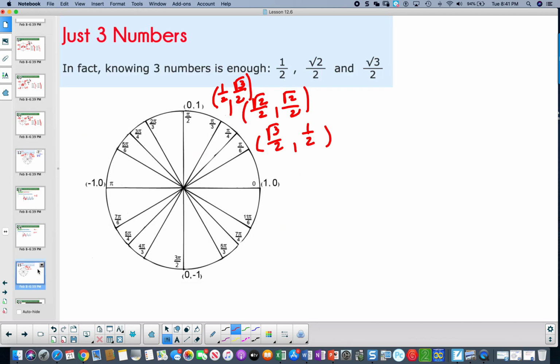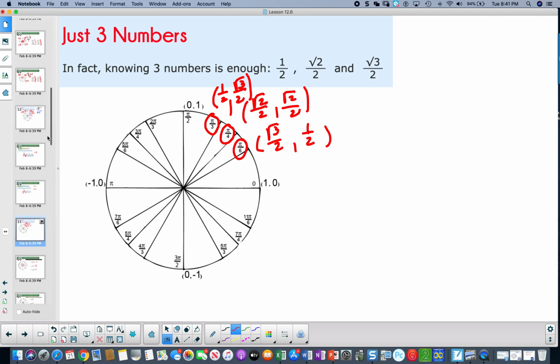Okay, and again, just 3 numbers. If you're working with radians, remember, they are another way to look at angles. In the radians, remember this represents 30 degrees. This represents 45 degrees. This represents 60 degrees. So I'd like you to remember those 3 numbers in radians as well as in degrees.